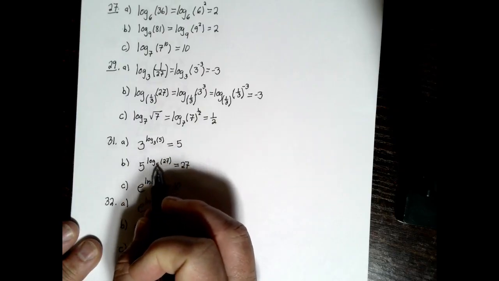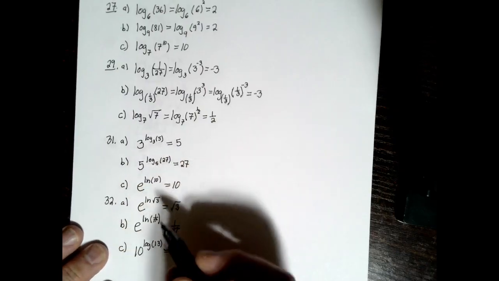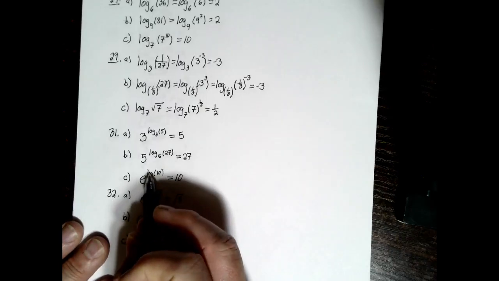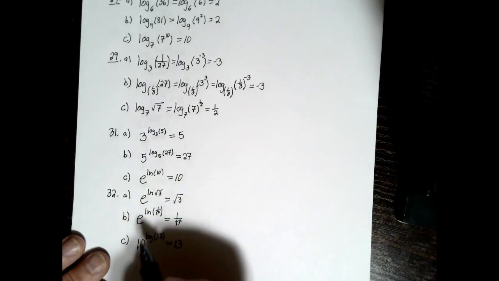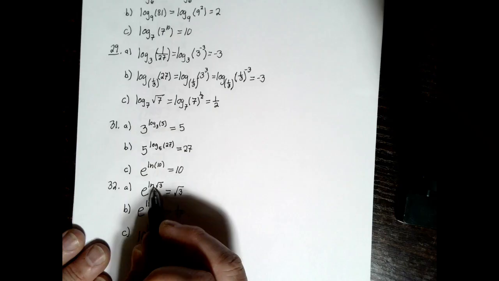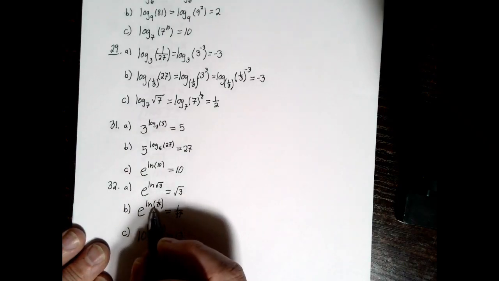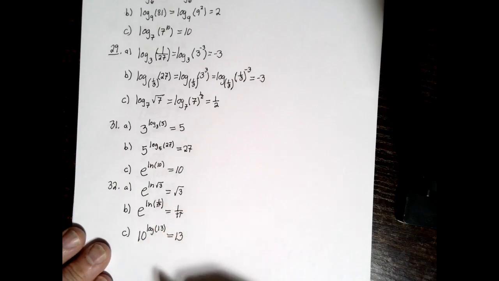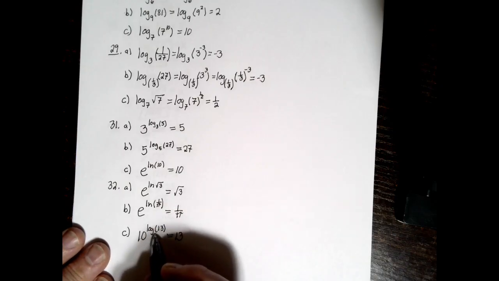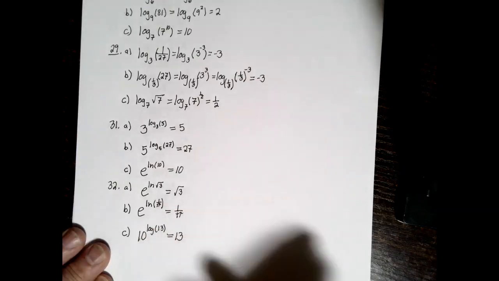5 raised to the log base 5 of 27 is 27. E raised to the log base E of 10 is 10. E raised to the log base E of square root of 3 is square root of 3. E raised to the log base E of 1 over pi is 1 over pi. 10 raised to the log base 10 of 13 is 13.